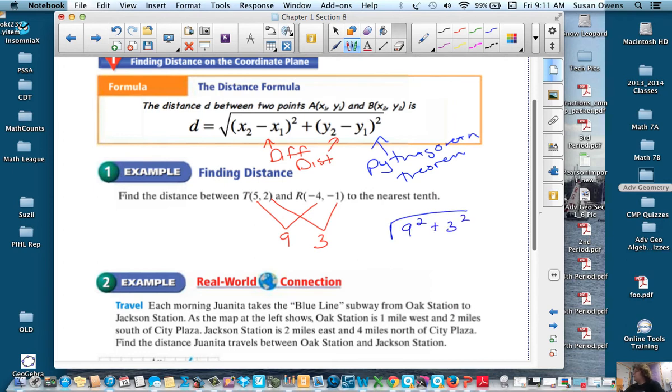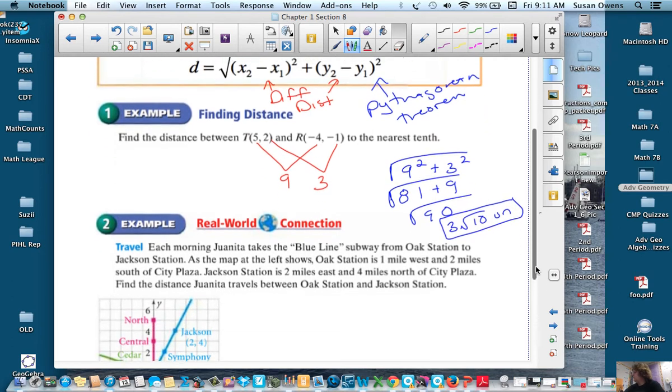We want all answers to be in simplified radical form unless it tells us otherwise. So 81 plus 9, so the square root of 90. There's a perfect square in there. We can break that up into the square root of 9 and the square root of 10. So it becomes 3 root 10. And we don't have any units or anything like that, so I'm just going to put units.